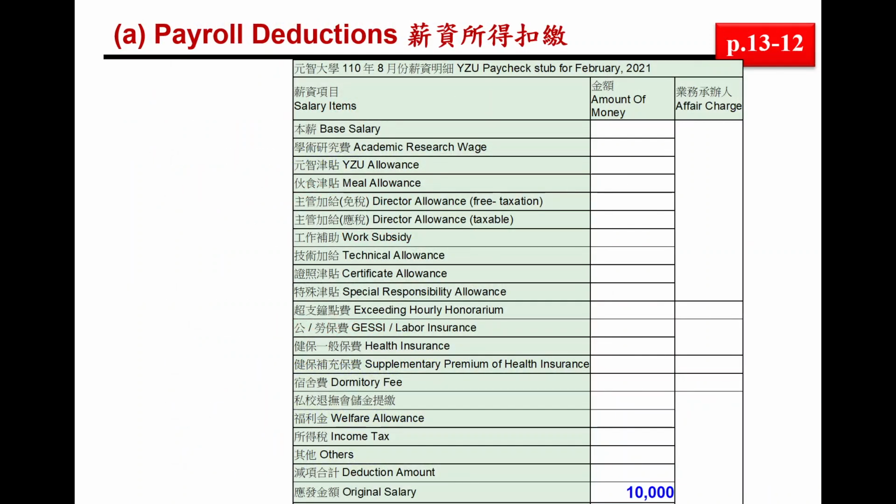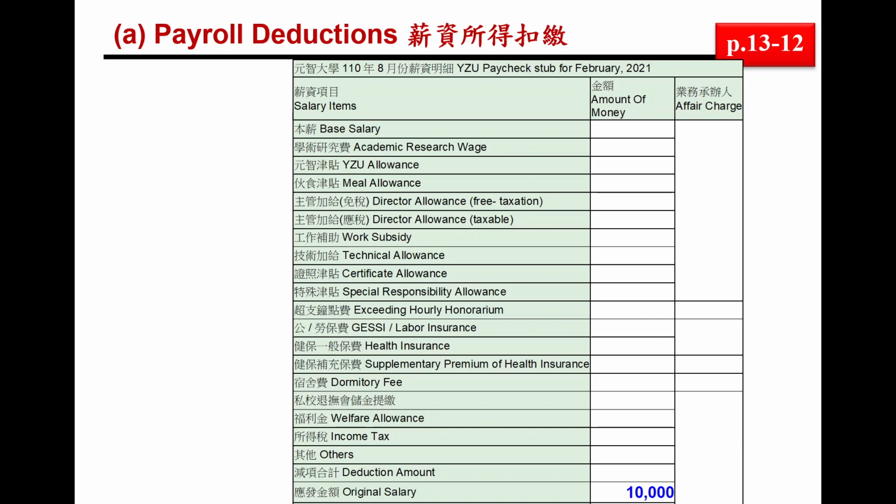This is my paycheck. Each month I get a paycheck from our school. Did you find out there are so many items? But so many items doesn't mean that for each item I will get money, because it depends on what? It depends on whether you are a manager. If you are a manager, you have extra salaries. If you are not a manager, you don't have extra salaries, right? Okay, so many items right here.